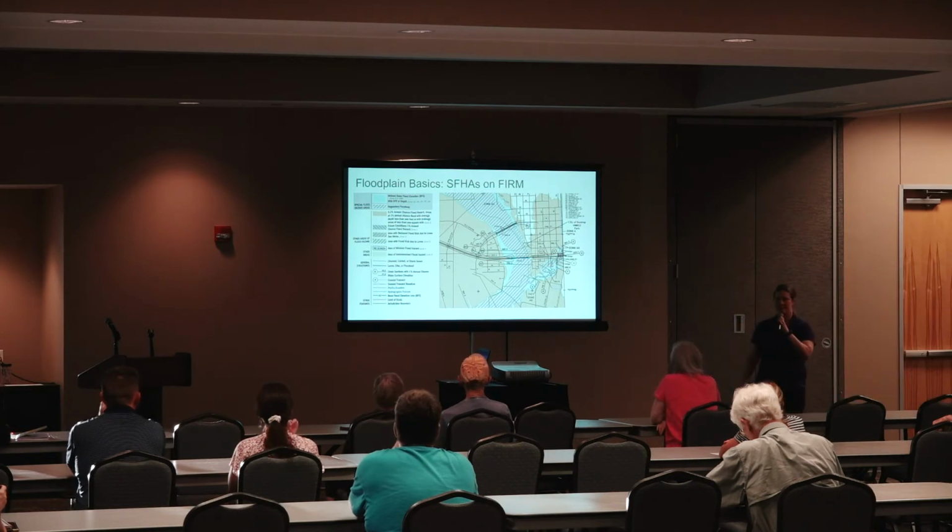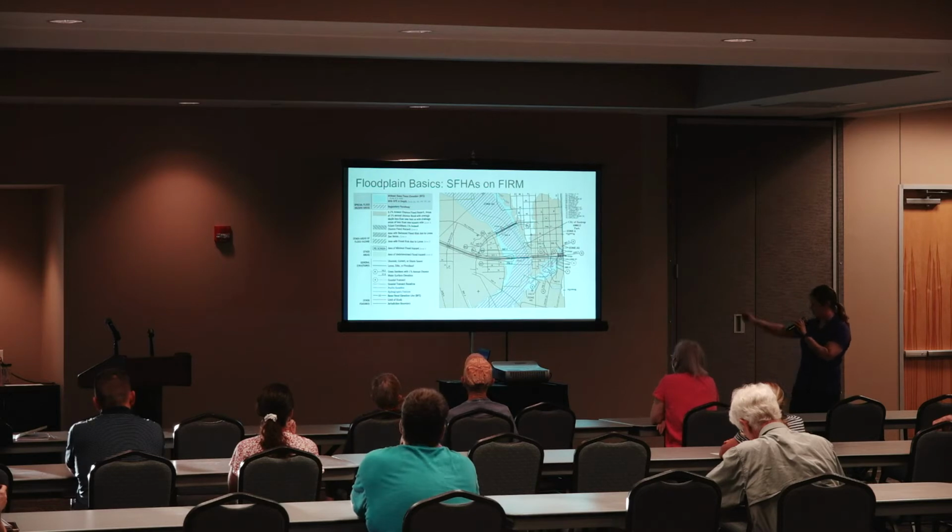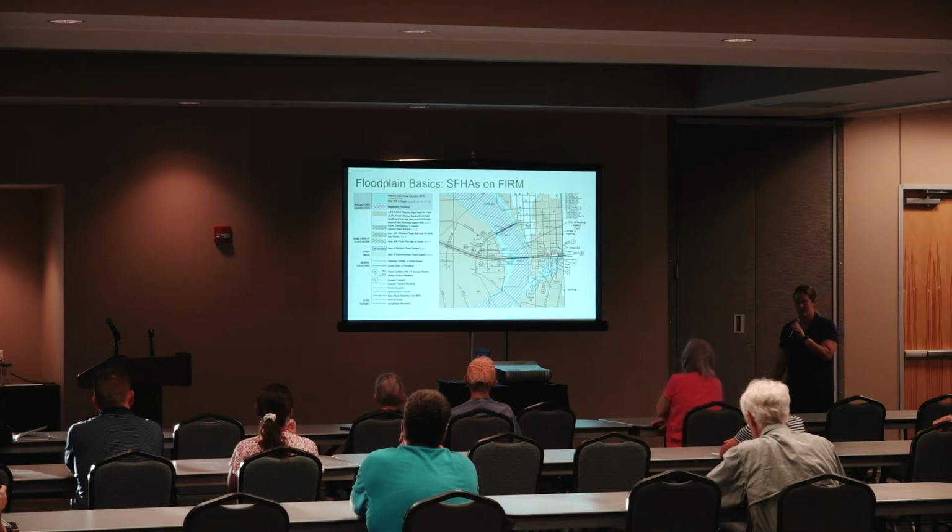All right, so this is an example of one of the FIRMs. We picked just downtown. Everyone's familiar with downtown for the most part. So here is that orange zone. This is your 0.2% annual chance of flooding, previously known as the 500-year floodplain. That is that X shaded zone. As you can see, it's on both sides of the river.